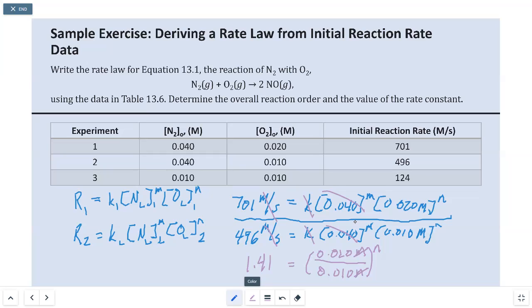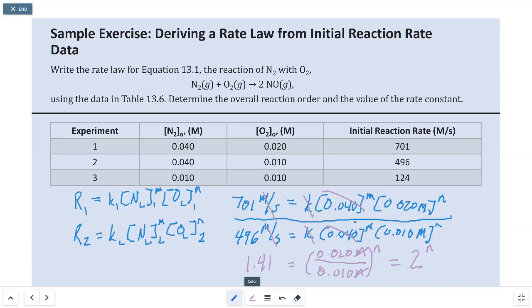Doing the division, 0.02 divided by 0.01 is 2. So here we have 2 to the N power. Now, in this particular circumstance, it's kind of a blessing we did it this way, because off the top of my head, I can't think of any exponents, 0, 1, or 2, that are going to solve that particular problem. So what do we do? Well, this is where the logarithmic part comes in.